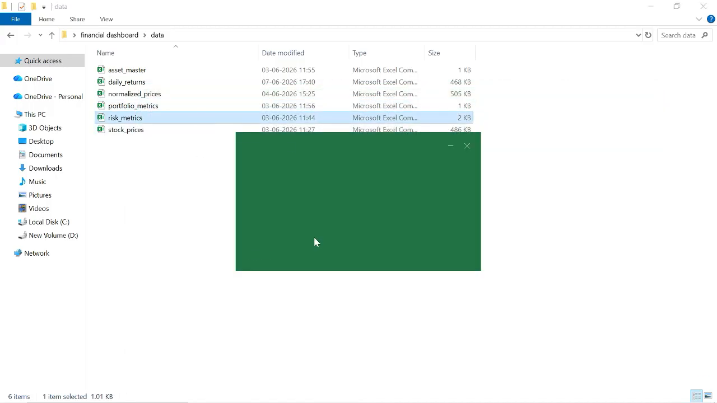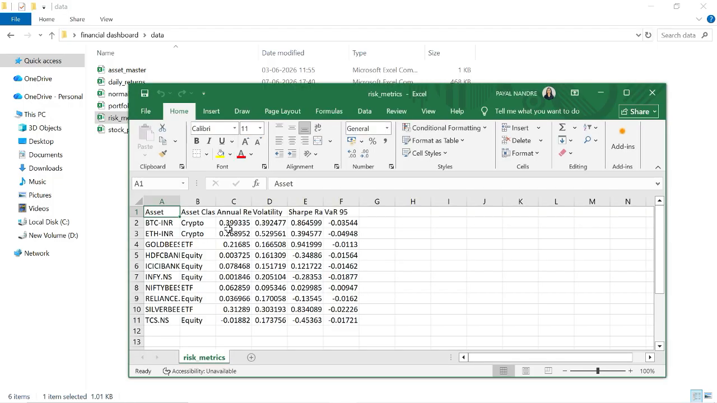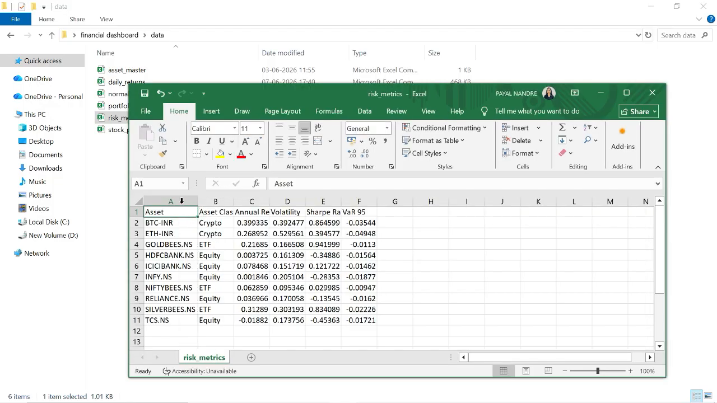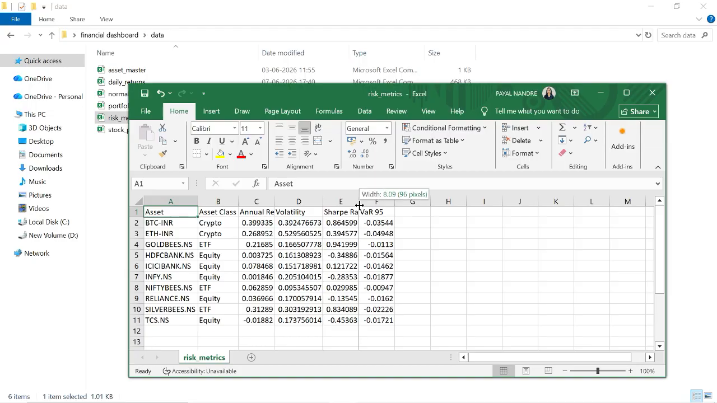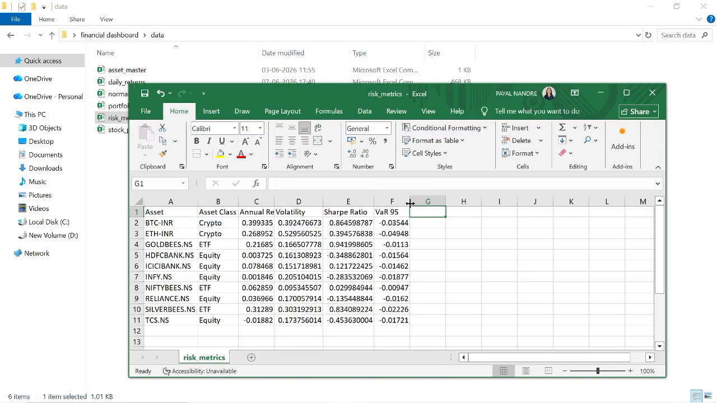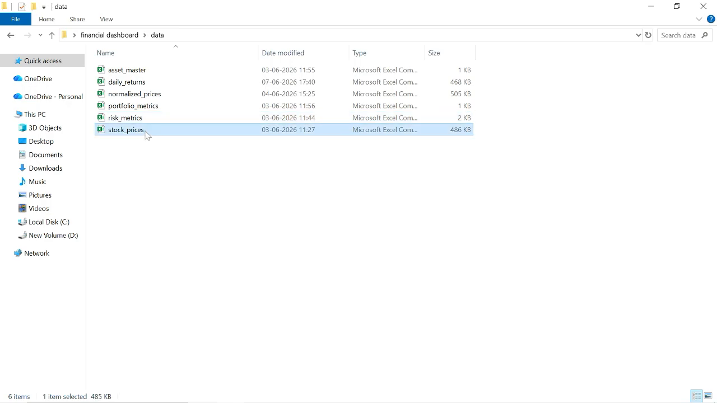Then there is risk metrics. This file contains all the risk metrics for each and every asset. As you can see over here, the risk metrics are volatility, then Sharpe ratio, and value at risk is also there, which is VaR 95, and the last one is the stock prices.